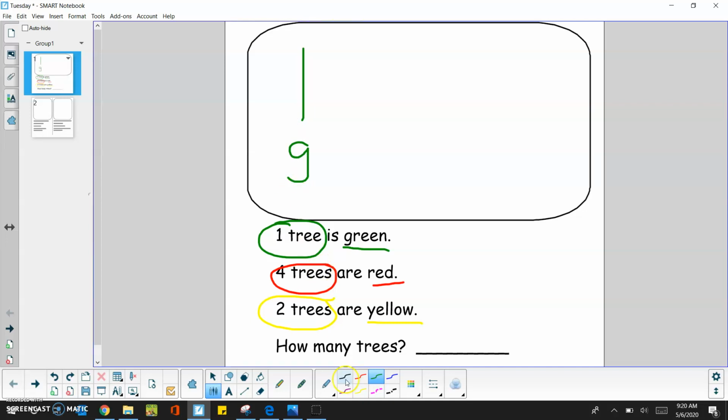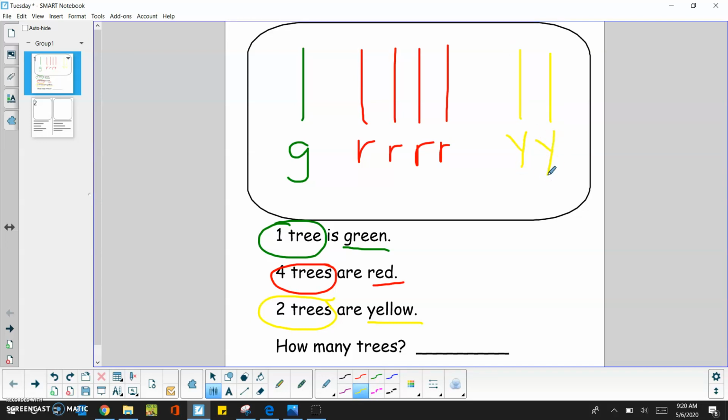All right, now we have four red trees. 1, 2, 3, 4. And remember, if you're drawing with your pencil, you can make an R underneath there so you can remember that those are the red trees. And then we have two yellow trees. 1, 2. And again, we're going to put a Y to remind ourselves that those are yellow. So those are all our trees.